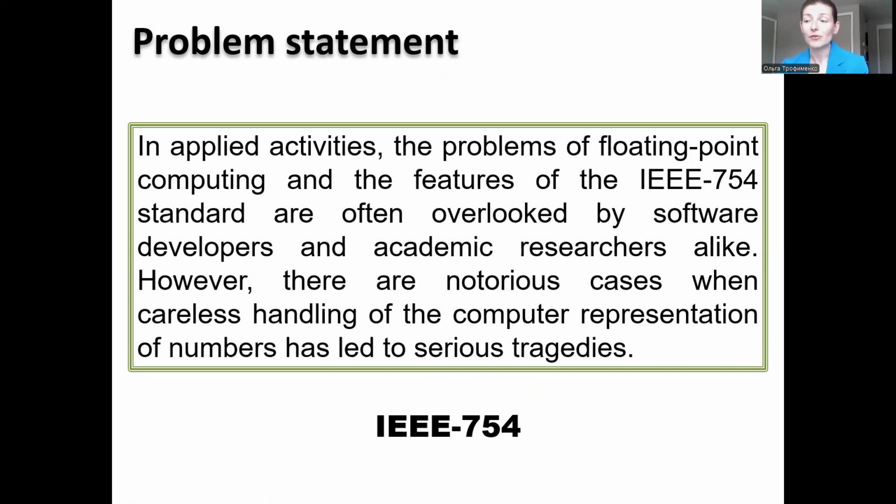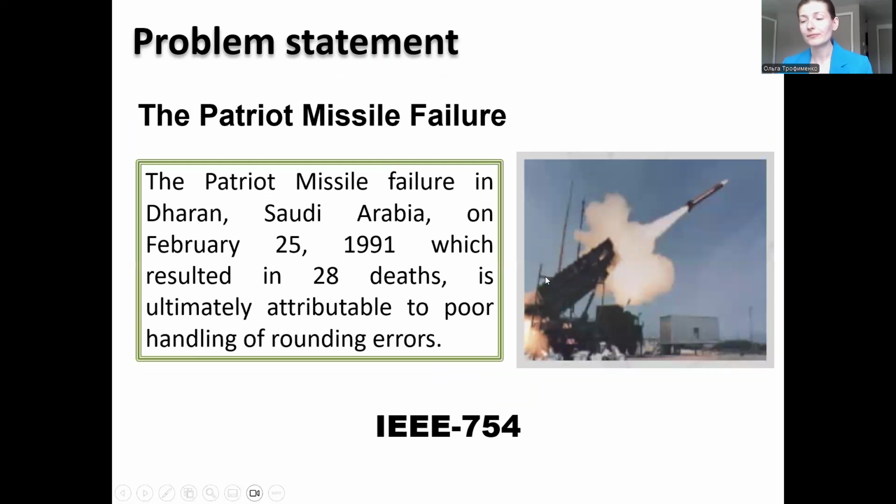However, there are cases where careless handling of the computer representation of numbers has led to serious tragedies. Let's give just two examples. On February 25, 1991, during the Gulf War, an American Patriot missile battery in Dhahran, Saudi Arabia, failed to track and intercept an incoming Iraqi Scud missile. The Scud struck an American Army barracks, killing 28 soldiers and injuring around 100 other people.